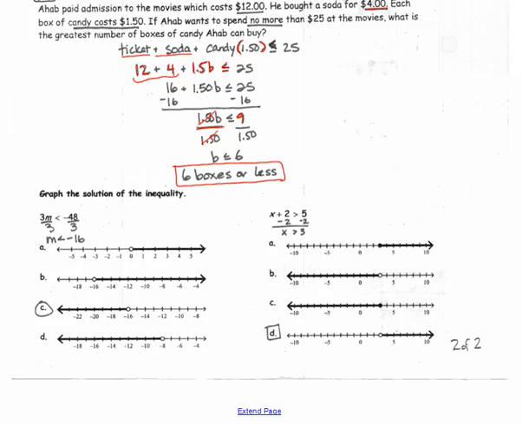In the last two problems, you're graphing a solution to the inequality. So to solve the problem, you have to divide by 3, and you're dividing by a positive number, so your inequality symbol is preserved. Then when you graph that, it's going to be an open circle and pointing to the left, and so the answer is C.